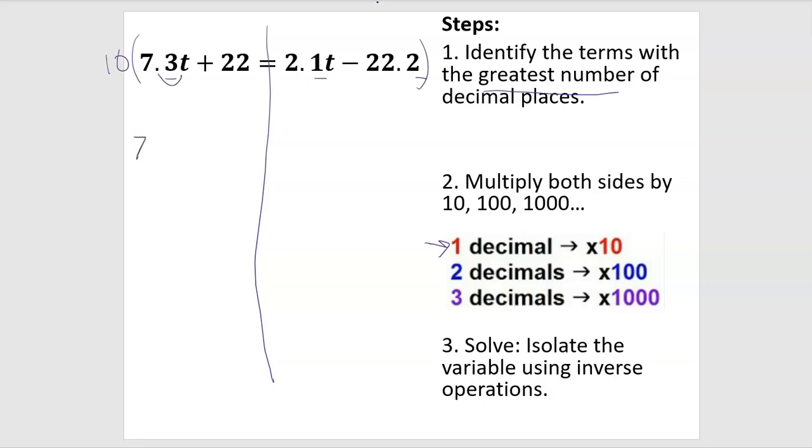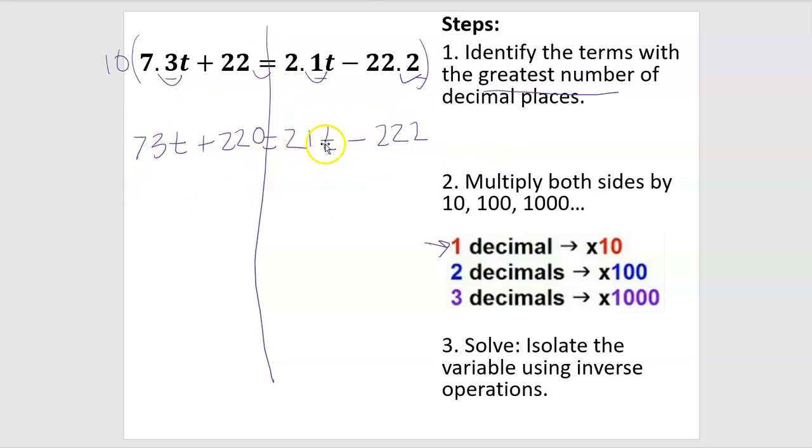7.3t times 10 is 73t. 22 times 10 is 220. 2.1t times 10 is 21t. 22.2 times 10 is 222. Now I have an equation that has no decimals or fractions, so now I can just solve.